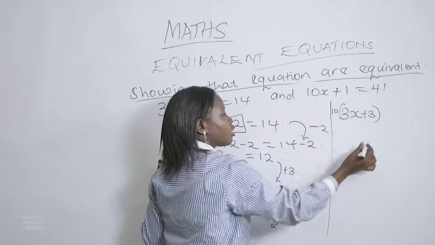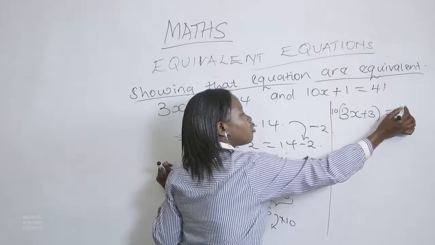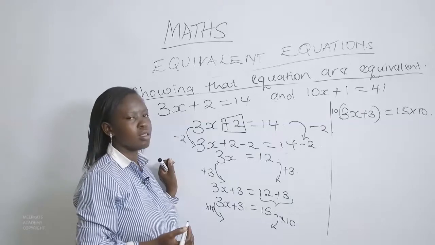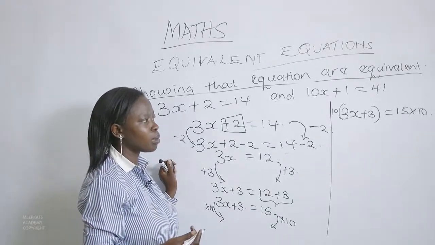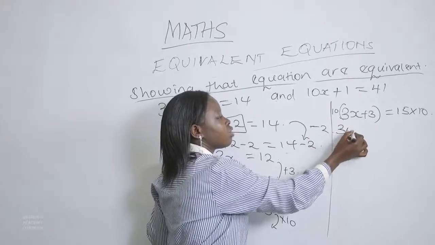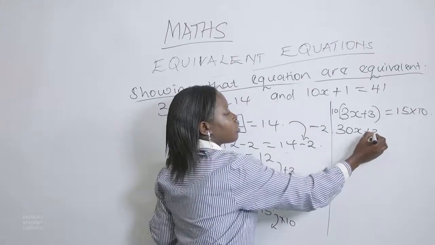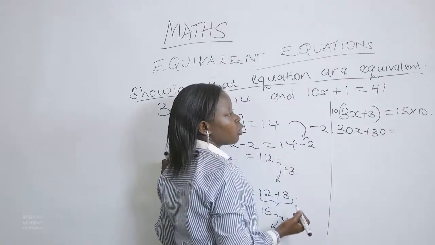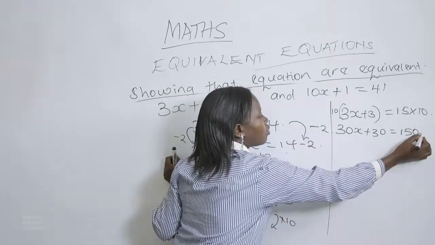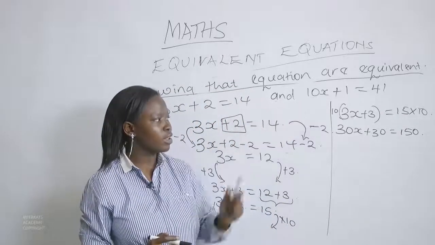So we have 10 into 3x plus 3 will be equal to 15 times 10. So if I simplify and open up my brackets, then I have 10 times 3x, and 10 times 3x gives us 30x. Then 10 times 3 gives us 30, will be equal to 15 times 10 is 150. I'm looking for a way in which I can get my 10x.